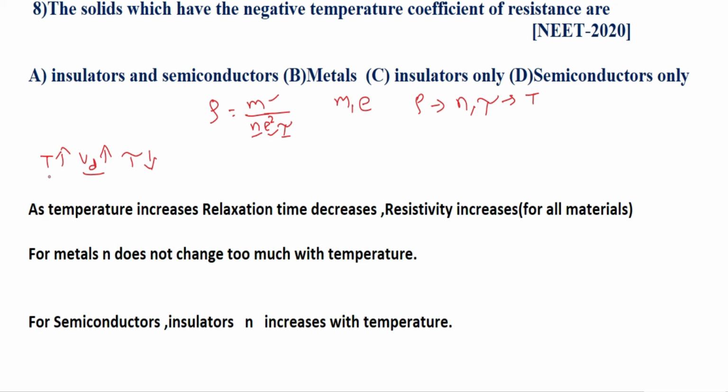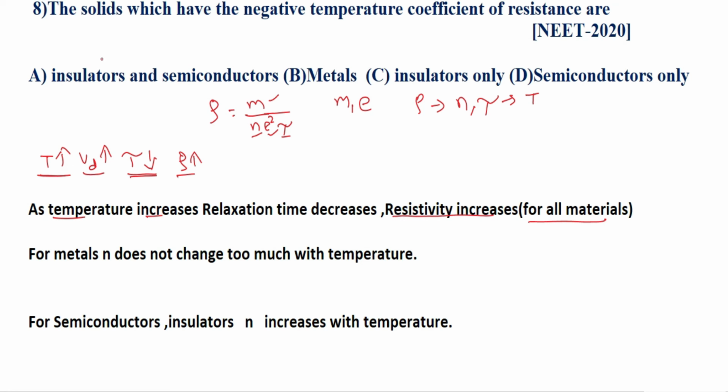So what happens? Increment in temperature made tau decrease. Now decrement in tau will make resistivity increase. So the final conclusion is, as temperature increases, the value of resistivity will increase. This is for all materials. That's what I wrote here. So for all materials, whether it is insulators, semiconductors or metals, whatever it may be, as temperature increases, the value of resistivity will increase.